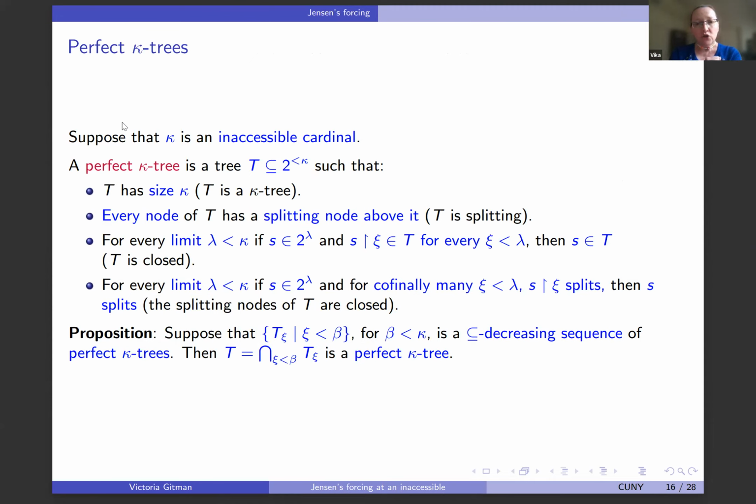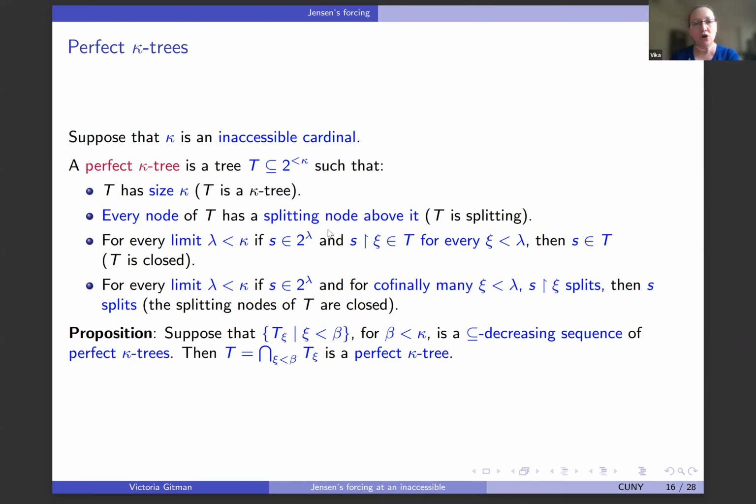Okay, so now let's start talking about what the ingredients are here. You will see that we're generalizing a lot of this stuff, and then you will see where things are different as well. So first, let me recall the definition of perfect kappa trees, because it has subtleties. Throughout, kappa is inaccessible. A perfect kappa tree is a subtree of 2 to the less than kappa that has size kappa, so it's a kappa tree. Every node has a splitting node above it, so it's splitting.